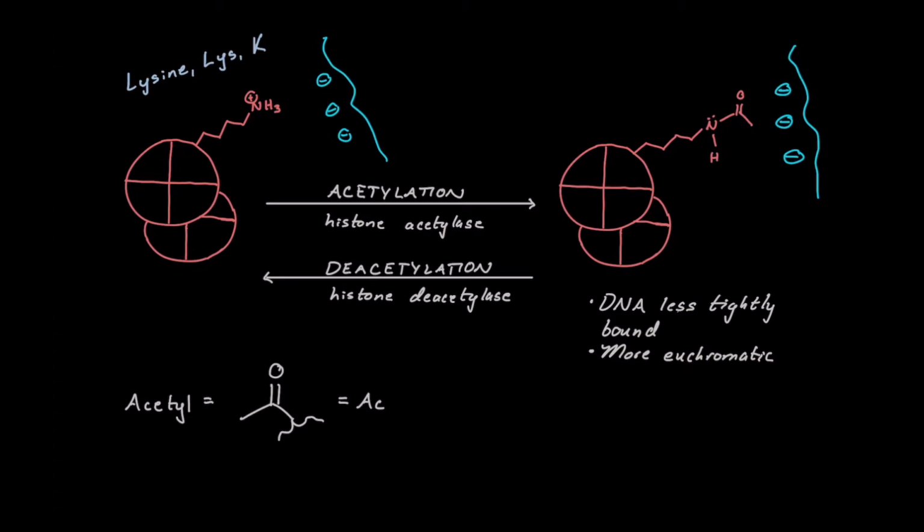Therefore, if we want less transcription, we can add something called a histone deacetylase, an enzyme that, of course, deacetylates that lysine residue to make positively charged lysine again. And by the way, this can also happen for another amino acid called arginine, although when we're learning it, lysine is usually the focus because it's a bit more common to occur in lysine. However, it can also occur in arginine, another one of our basic amino acids.